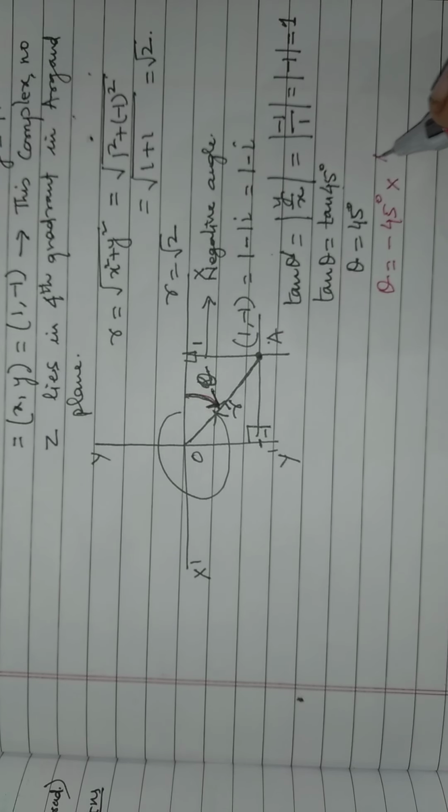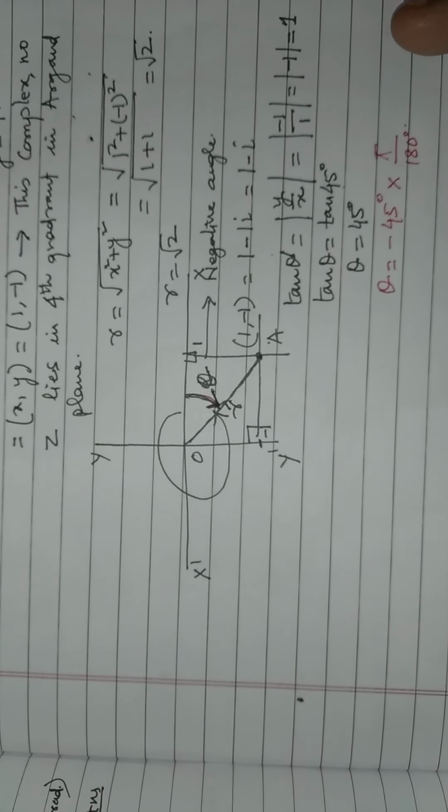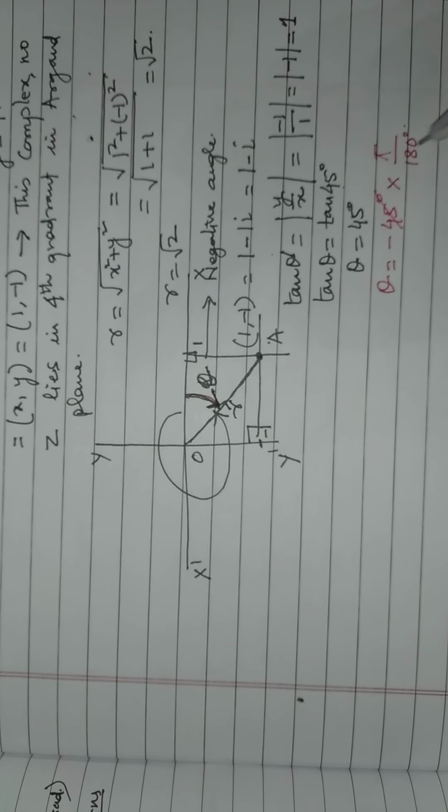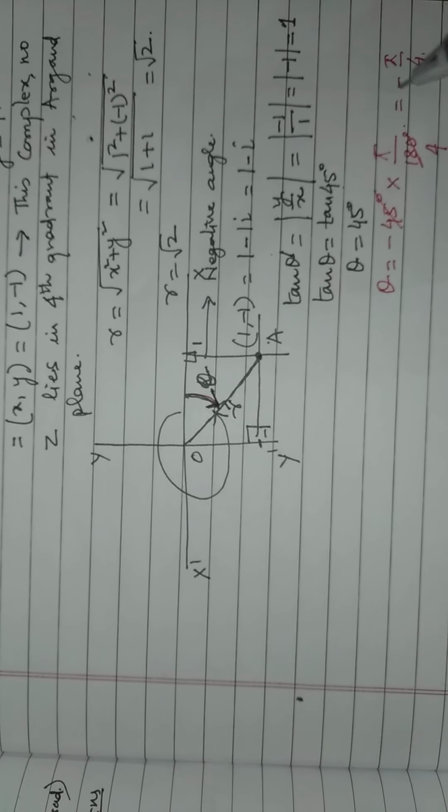sign, because it is a negative angle. All the angles which are found in the clockwise direction are called negative angles. So here you will just cancel out. It is this, so minus pi by 4. So minus pi by 4.